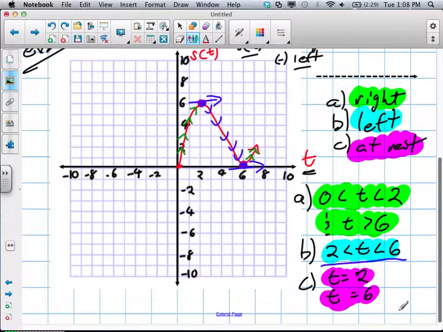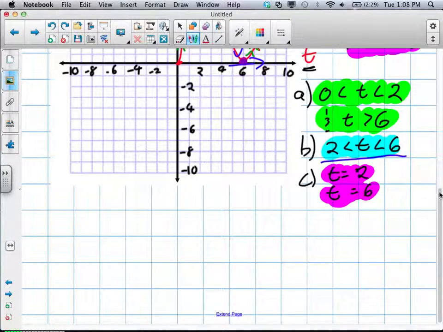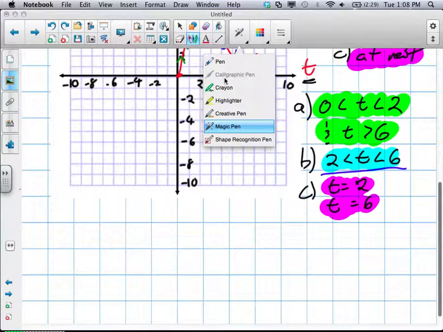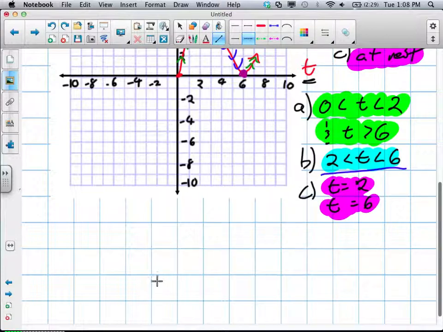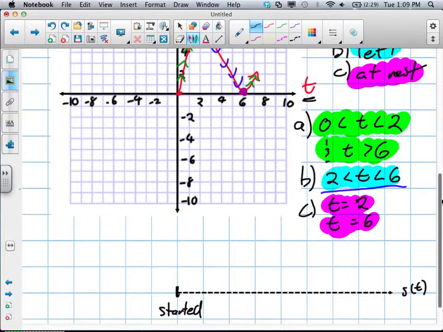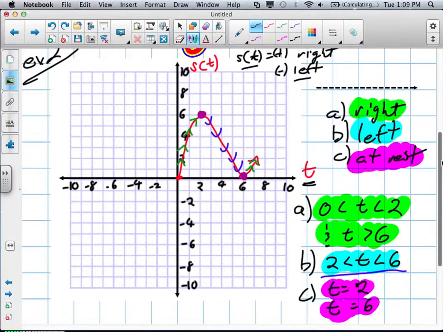So let's try to get an idea. And I won't be able to do it exactly on the line. Actually, I can have a disappearing ink. How wonderful. So let's say we have our line here. Okay. This is our horizontal line. And this represents our s at t. This is where we started. Okay? And we're going to do this reference in terms of time.